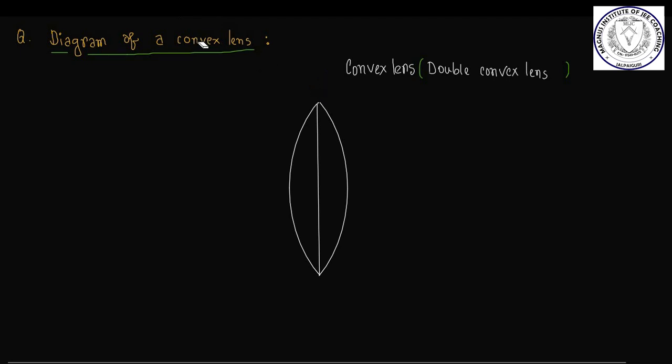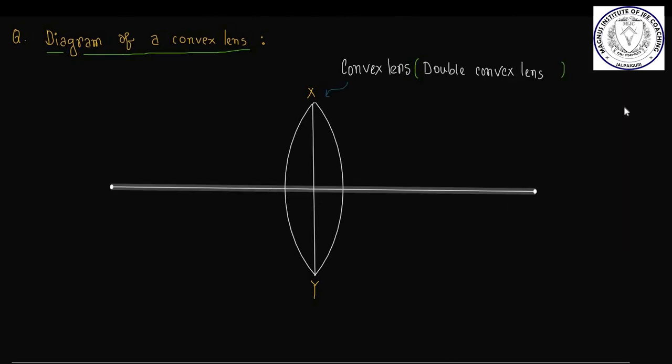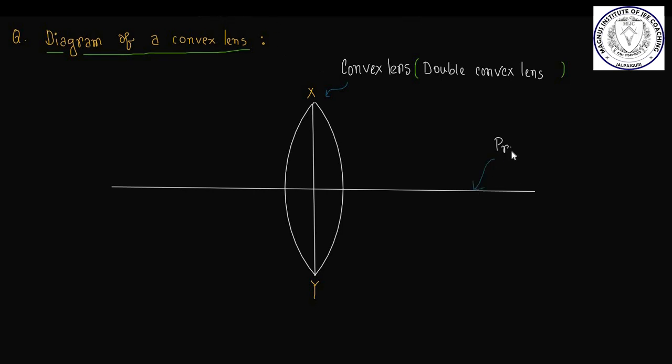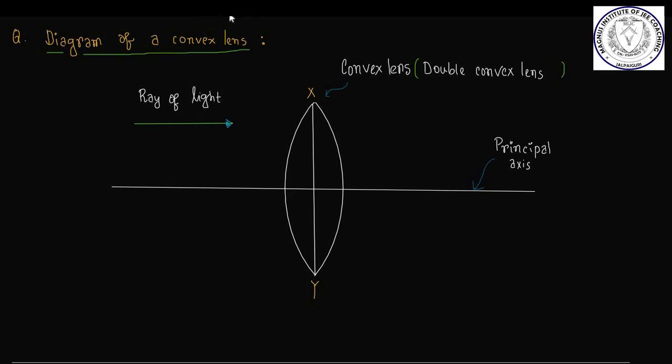The two curved surfaces of this convex lens are convex, and this vertical line XY is the aperture of this double convex lens, and this horizontal line should be the principal axis. We can denote the direction of the incident ray of light. The ray of light is traveling towards the left, and it will be incident on this convex lens.